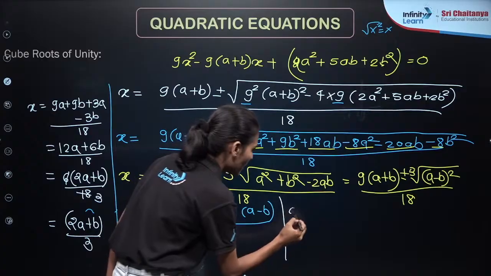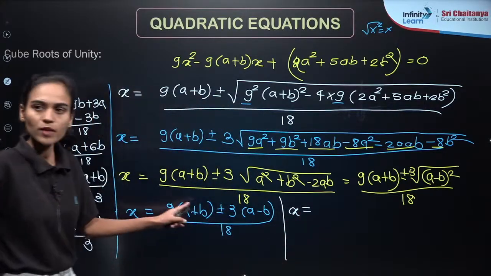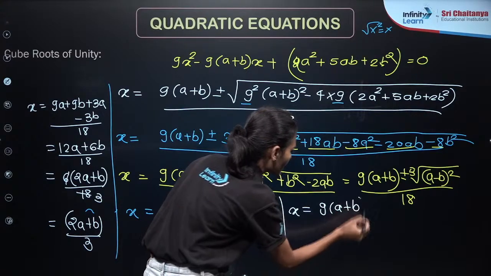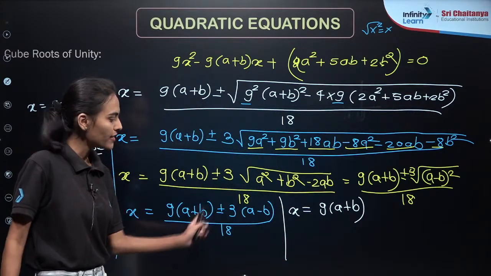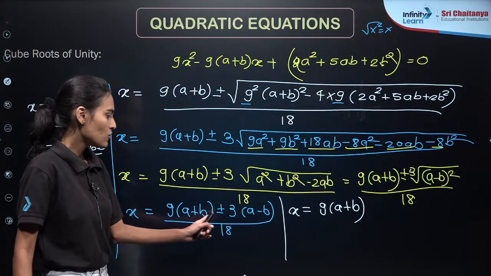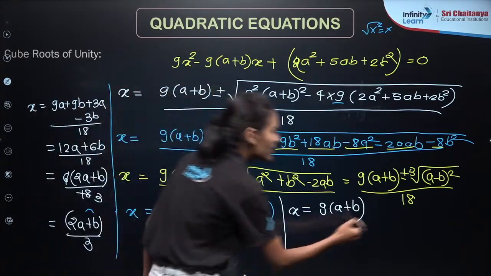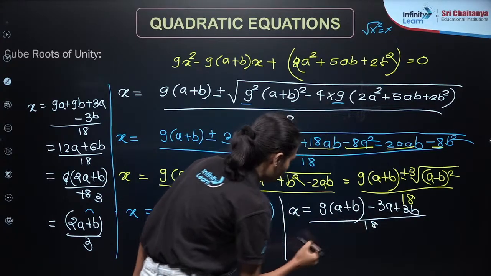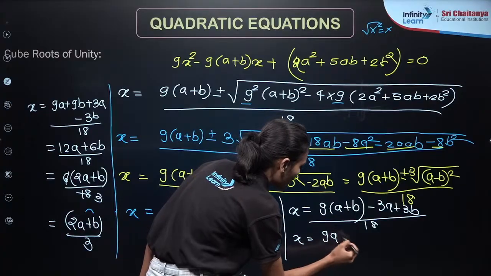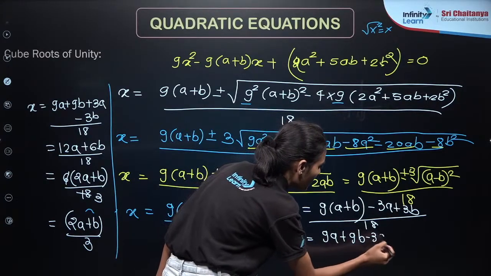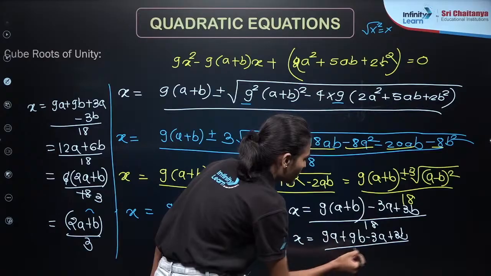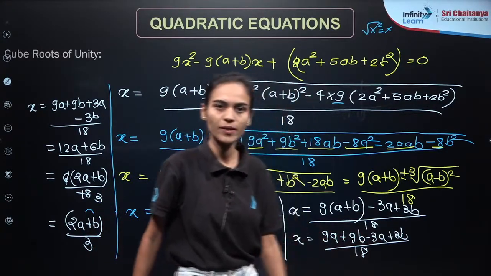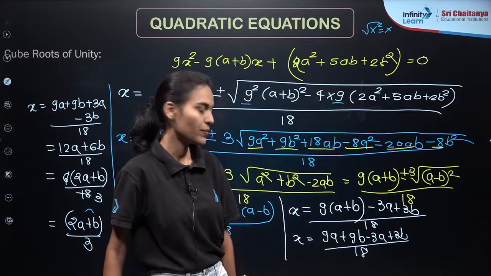So second root will be x as 9 times (a plus b) and take negative sign. So it is minus of 3 into (a minus b). So minus 3 into (a minus b) will be minus 3a plus 3b, whole divided by 18. So you will get your x as 9a plus 9b minus 3a plus 3b divided by 18. So roots are symmetric. 9a minus 3a is 6a, 9b plus 3b is 12b. So you will get here 6a plus 12b upon 18.